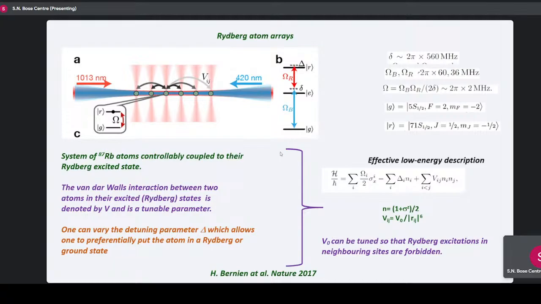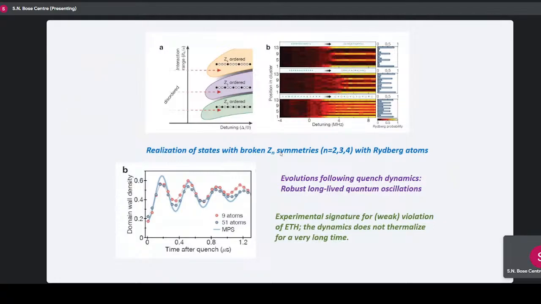So if you make this van der Waals interaction, which is a tunable parameter, strong enough, what happens is that you essentially do not allow Rydberg excitations to occur at neighboring sites or maybe next to neighboring sites. This phenomenon is known as Rydberg blockade. And in the experiment, using this Rydberg blockade, people have gone to states where there is a Rydberg excitation in every second site or every third site.